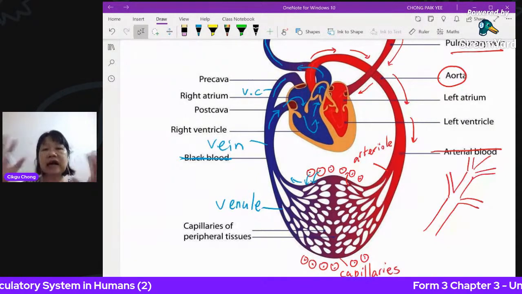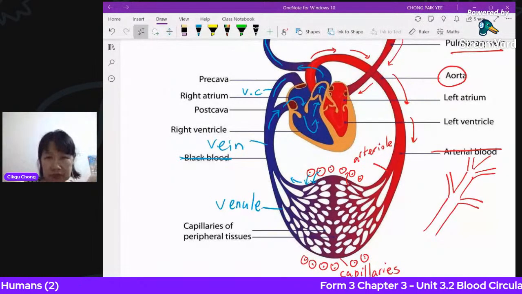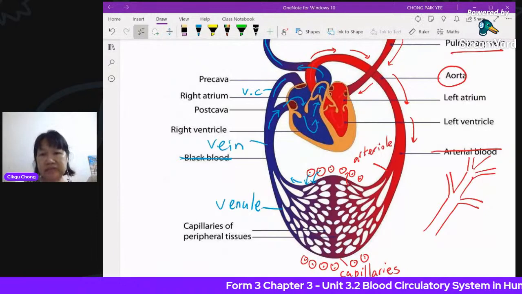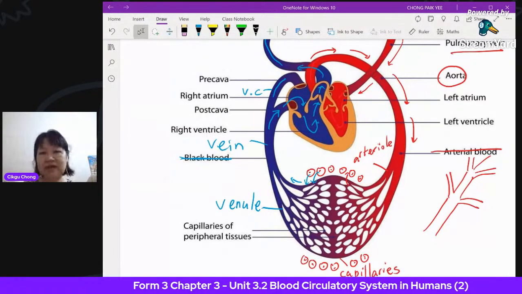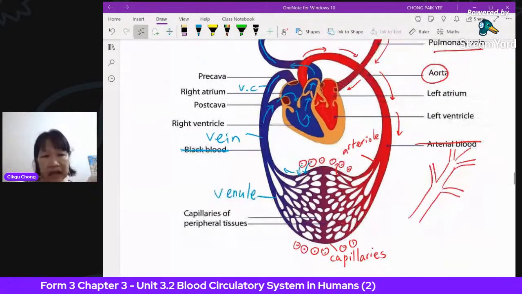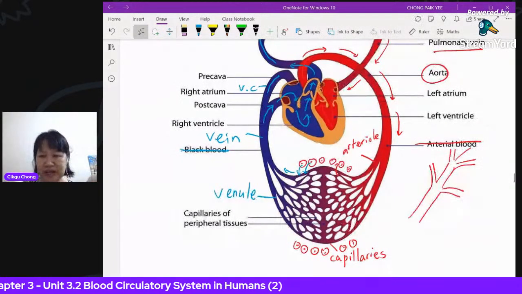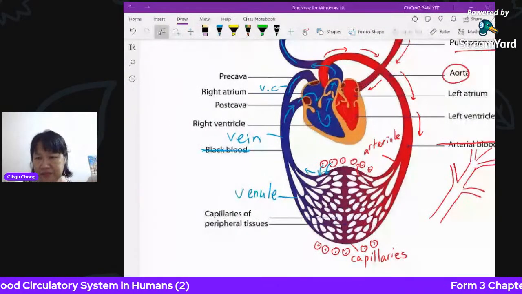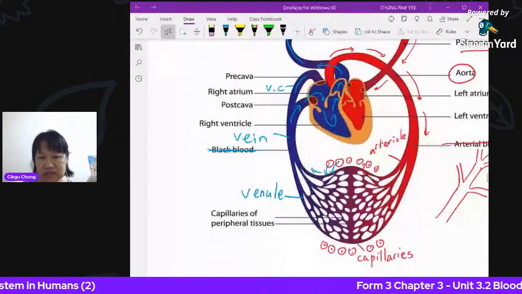So this is how the artery connects back to the vein through the capillaries there. And it happens all the time, okay? Forever. As long as you are still alive, the blood will flow like that. Okay, any questions so far? Okay, no, I just see names here, so should be no problem.